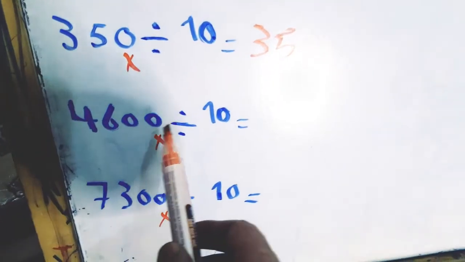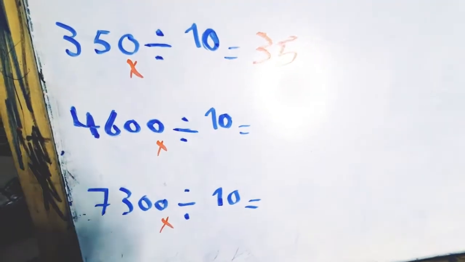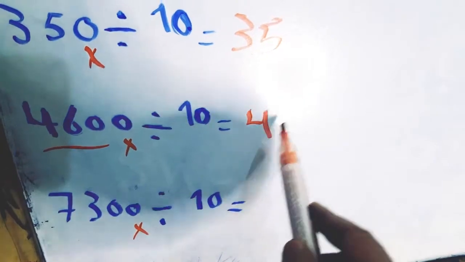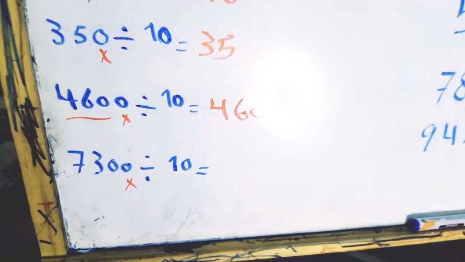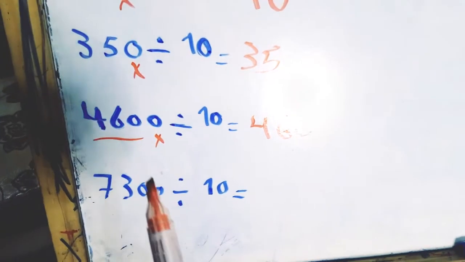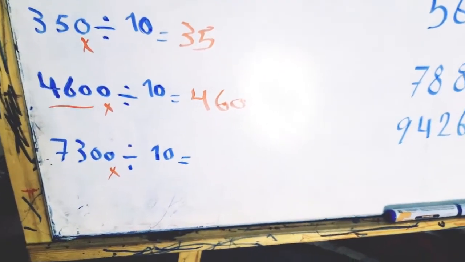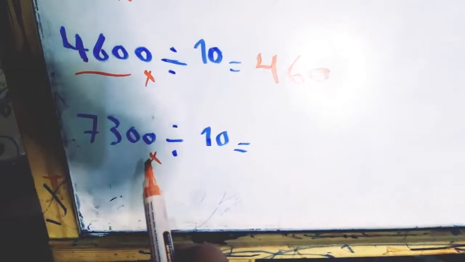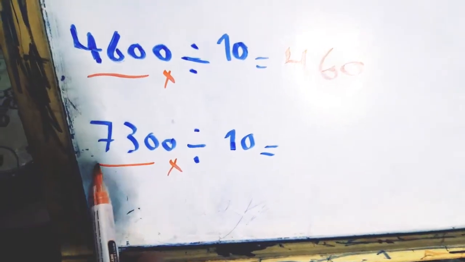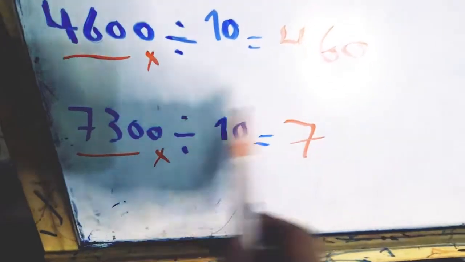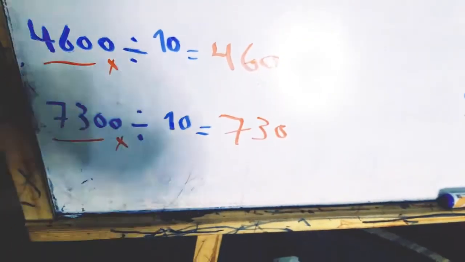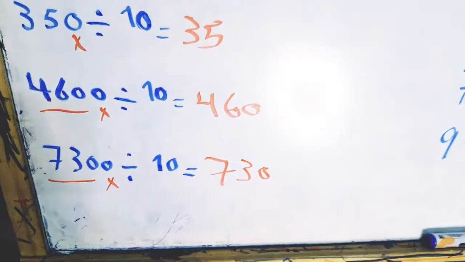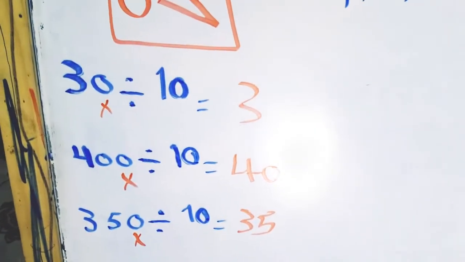4,600 divided by 10, we delete the units 0 and take the remaining digits, 460. So 460 is the quotient of 4,600 divided by 10. 7,300, we delete the units 0 and take the remaining digits. So we take 730. That 730 is the quotient of 7,300 divided by 10. This is the first case.